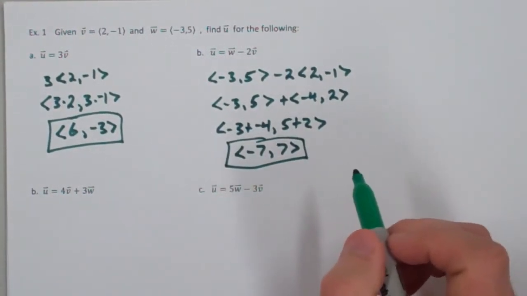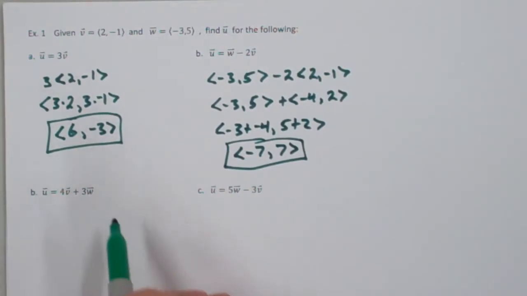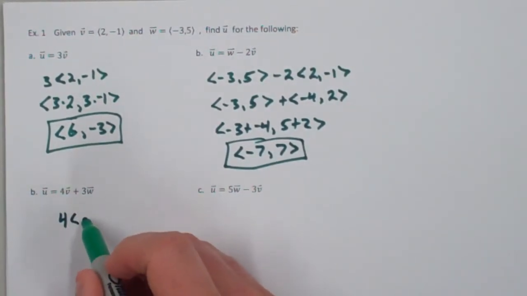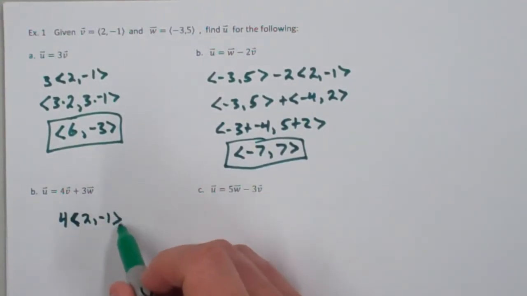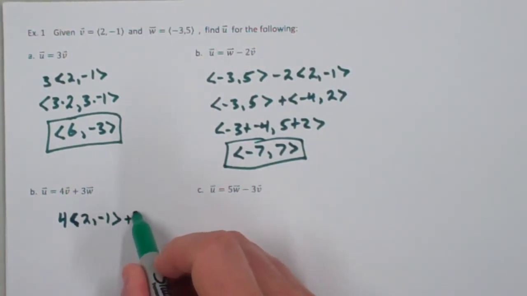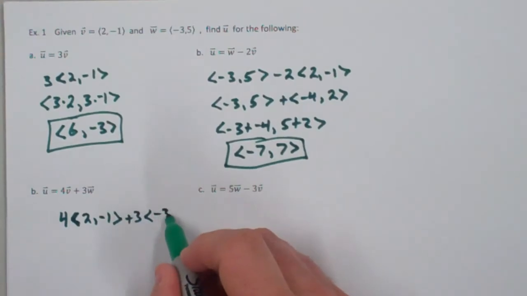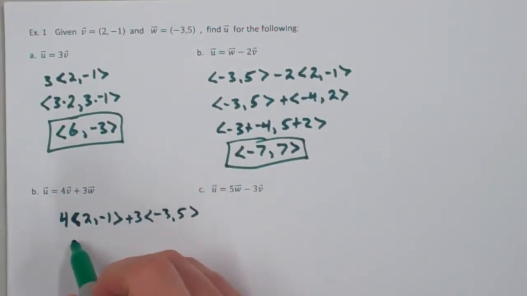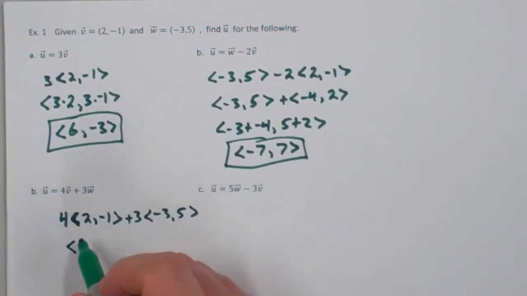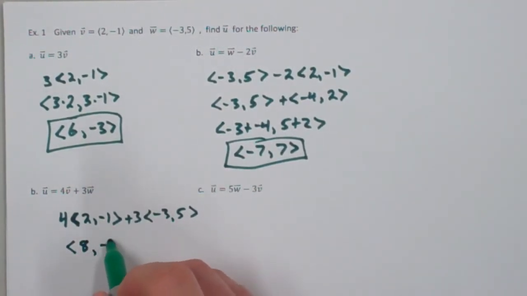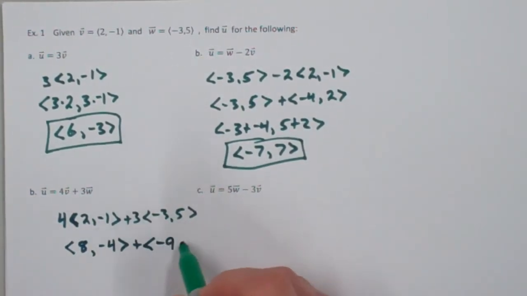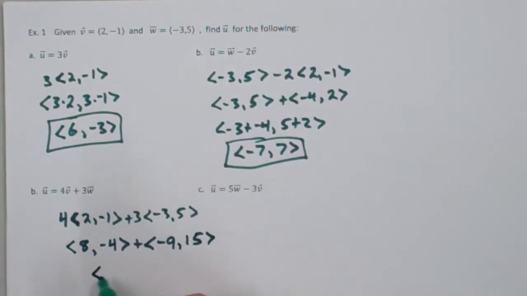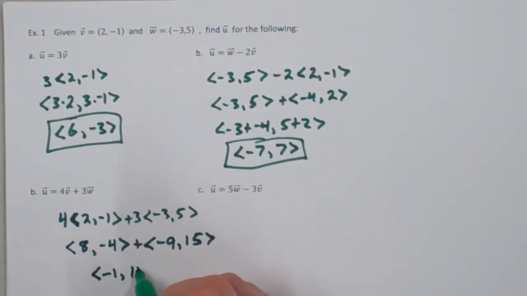The next one we've got vector u here is 4 vector v, so we can write that out here. And vector v is 2, -1. Notice how we are not using curved brackets here. We want to use the vector ordered pair symbols. So we can do our distributive property here, and I won't even show that. I'll just do 4 times 2, so that'll be 8. 4 times -1 is -4. And then we'll do the same thing here. So that'll be -9 and then 15. And then all we need to do is add these guys up. So 8 and -9 is -1, and -4 and 15 should be 11.